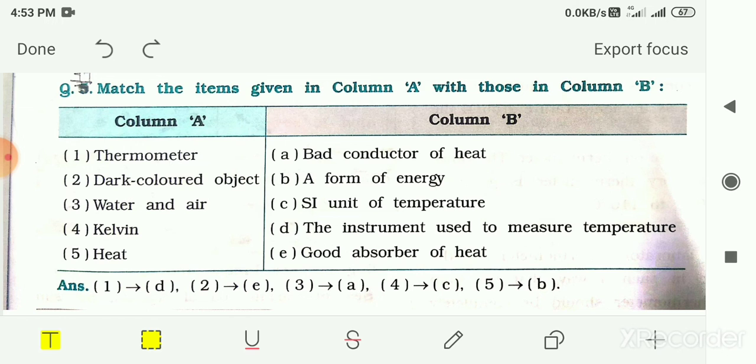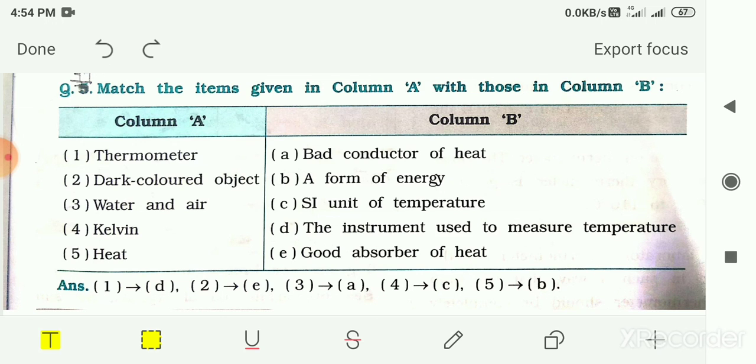And for other purposes we are using the laboratory thermometers, and the range for these thermometers is usually from minus 10 degrees Celsius to 110 degrees Celsius. And the normal temperature of the human body is 37 degrees Celsius. Then after we had seen the heat flows from the body which is at the higher temperature to a body which is at the lower temperature. And there are three different ways in which heat can flow from one object to another object. And these three ways are conduction, convection, and radiation.